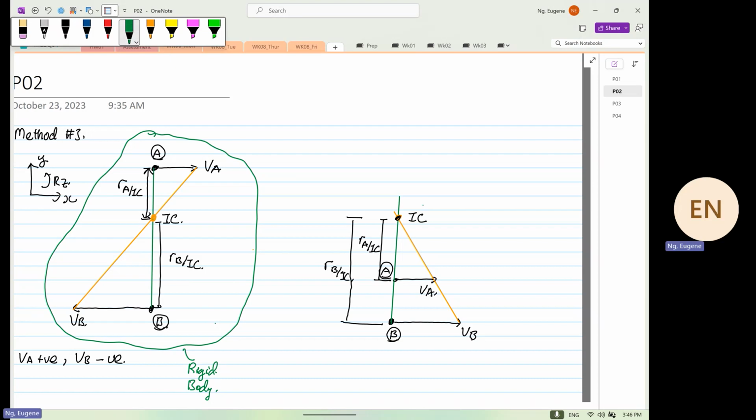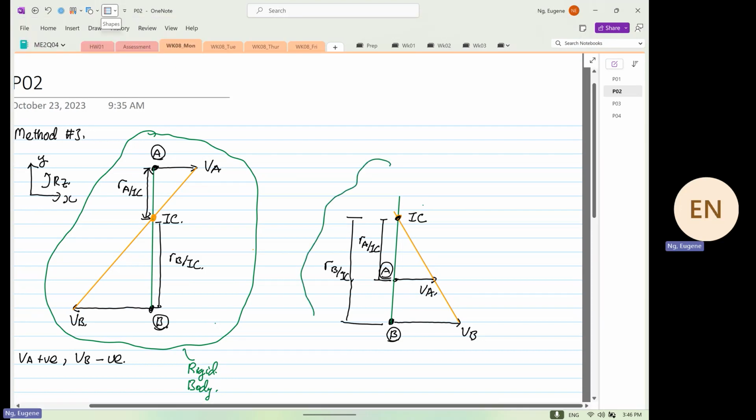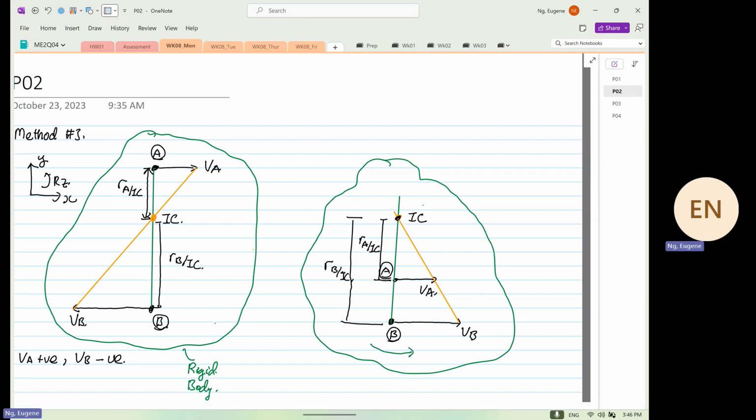This is enclosed by a rigid body. And based on the velocity vector, we know that omega is rotating this way. For this case, we know that omega is rotating this way relative to the instantaneous center, because the velocity vectors, one is going towards the left and one is going towards the right. Okay, that's all the theory we need to know, and let's look at an example.